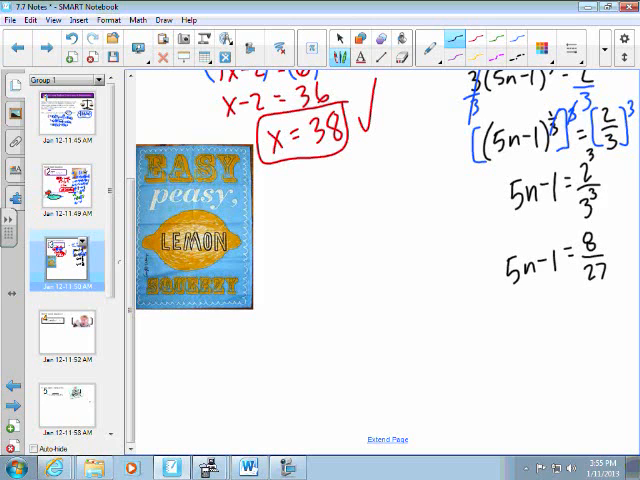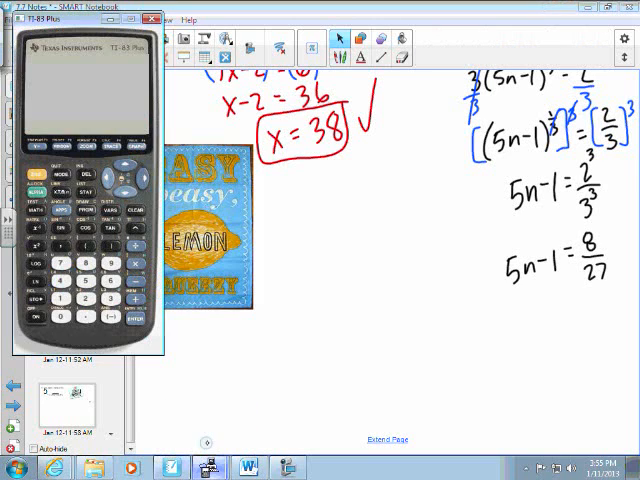Looks like we need to add 1 now. We need to add 1 to 8 over 27. That's probably where we want to use the calculator again, so let's see what we get. If we add 1 to 8 over 27, you get this number. To get it as a fraction, hit math, fraction. Looks like it's 35 over 27.